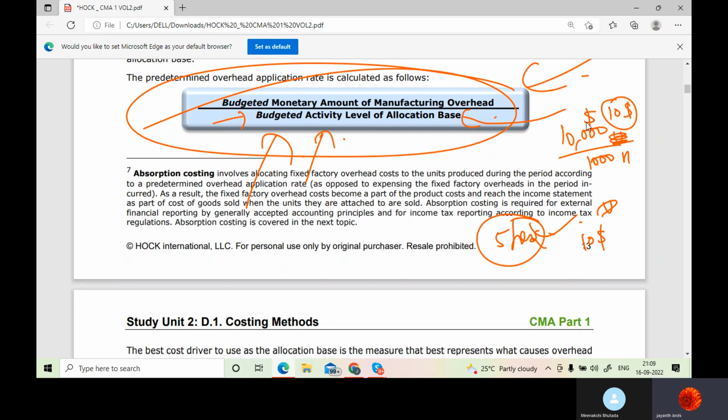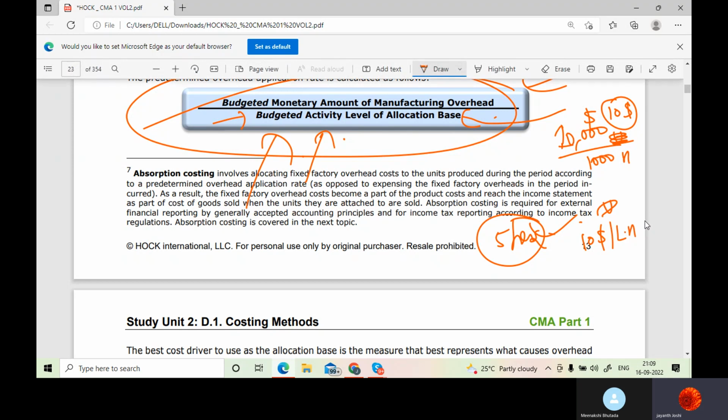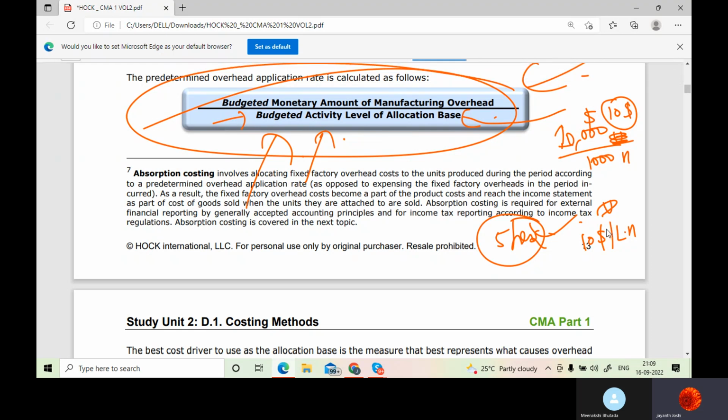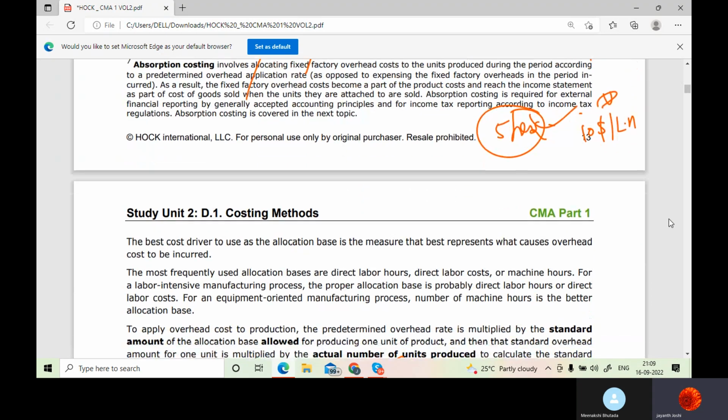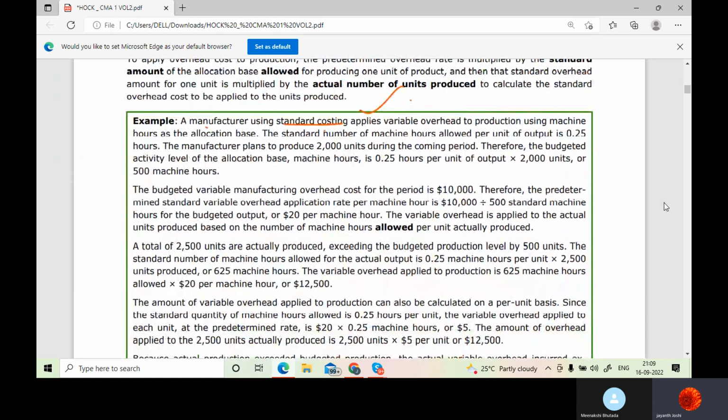I'm extremely sorry. I don't know what came to my mind. So this is $10,000. This is 1,000 hours. So $10 per labor hour. That means you are incurring $10 of overhead if labor is working for 1 hour. That much overhead is going out from your pocket.